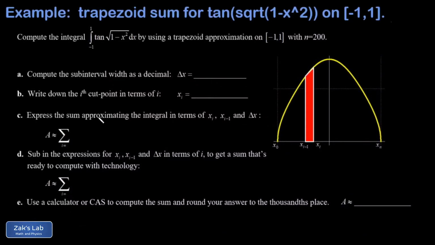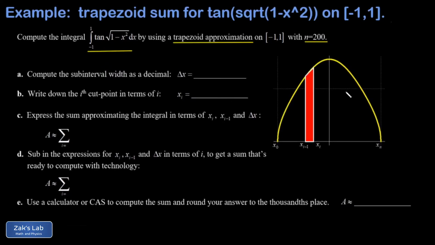In this video, we're computing a numerical approximation of the integral of tangent of the square root of 1 minus x squared on the interval -1 to 1. And the reason that we're using a numerical integration approach here is because this function has no symbolic antiderivative. Specifically, we're going to use a trapezoid approximation, and we're going to use 200 trapezoids to get this done.